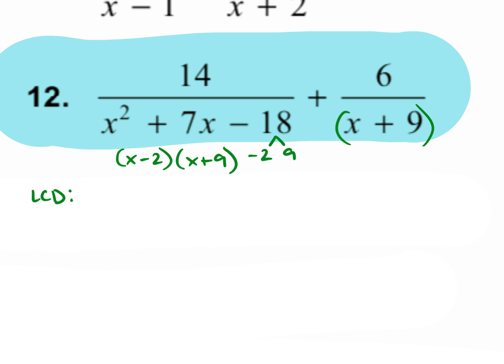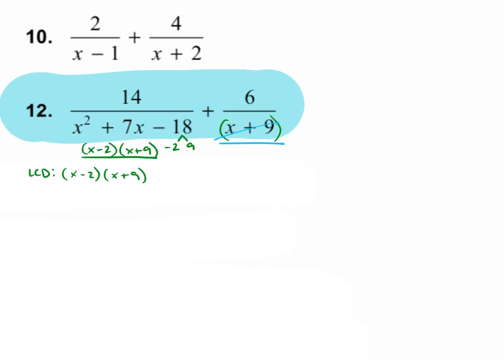So for our least common denominator, we always list everything from the first one. So x minus 2 times x plus 9. When we move on to the second denominator, do I have an x plus 9 on the list already? Yep, so we don't have to include that one. So our least common denominator, or our denominator in our answer, is going to be x minus 2 times x plus 9.